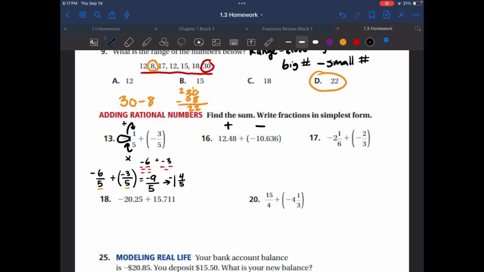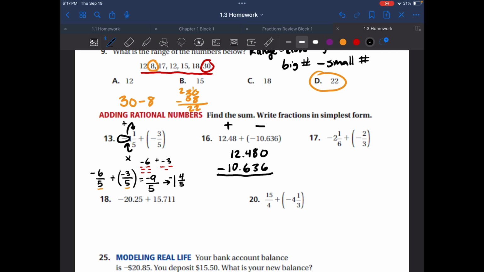10.636 is negative. When we have two opposite signs, it's easiest to think that I'm going to subtract them, right? I'm starting with a lot of positive, and I'm adding negative, so I'm adding a bunch of these zero pairs in there. So I'm taking away from positive. To set this up, we take our bigger value, 12.48, put it on top, subtract it by 10.636.